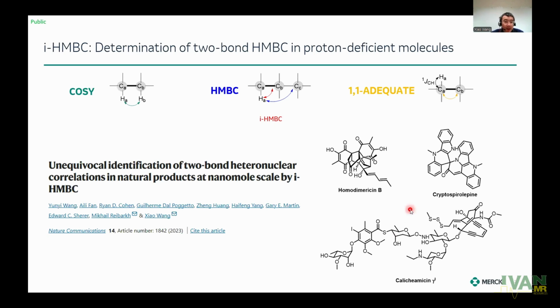But for proton-rich molecules, we don't need i-HMBC or 1,1-ADEQUATE, because for proton-rich molecules, COSY most of the time is enough. By using COSY, we can establish the carbon-carbon connections instead of using the more complicated and less sensitive heteronuclear correlation experiments. However, just recently we found that for proton-rich molecules, the structure elucidation is sometimes still not straightforward and unambiguous. It's partly related to coupling constants.